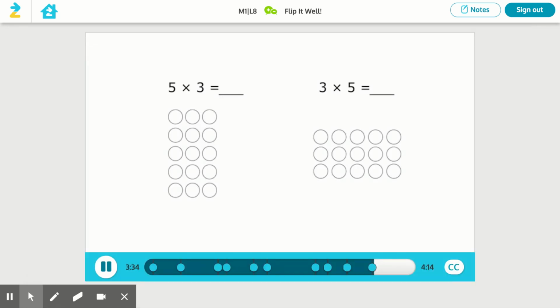Ethan. 3, 6, 9, 12, 15. So I know there are 15 circles in total. Awesome. Kayla, how did you skip count to solve the second array? I skip counted by 5s because there are 5 circles in each row. 5, 10, 15. Nice work.